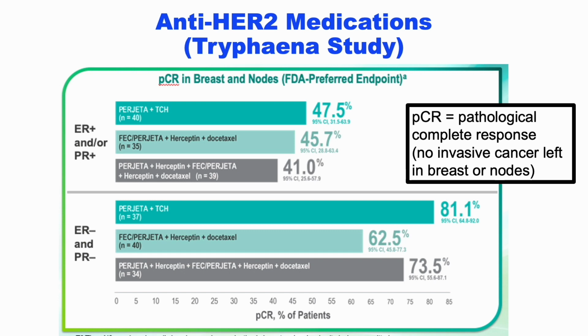And even those that had some residual disease had a significant response. They had a smaller volume of disease, even though it wasn't completely eradicated. But these are dramatic results for patients that have received one of these regimens for a diagnosis of HER2 positive breast cancer.